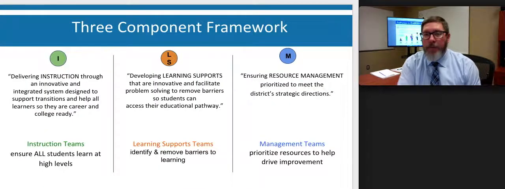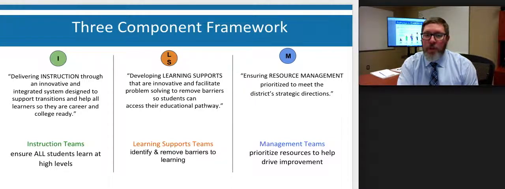So, as a recap, the 3-component framework in Bloomington. Number 1, we want to have an instruction component that delivers instruction through an innovative and integrated system designed to support transitions and help all learners so they are career and college ready. I'm reading off the slide, I realize that, but these are exactly what is on our district strategic plan. Good for you all to be aware of that.